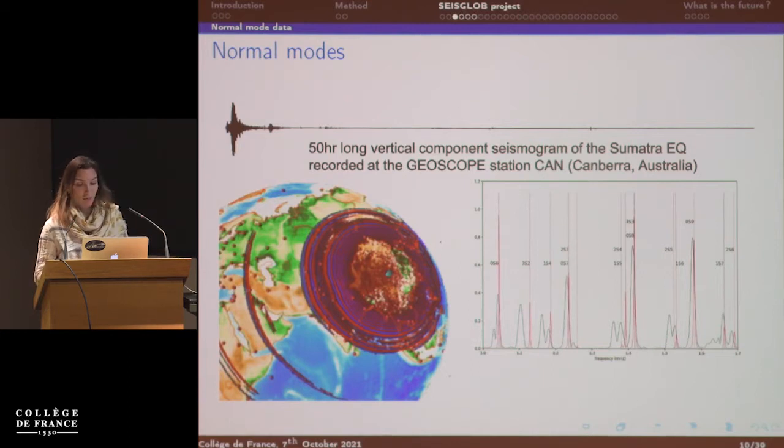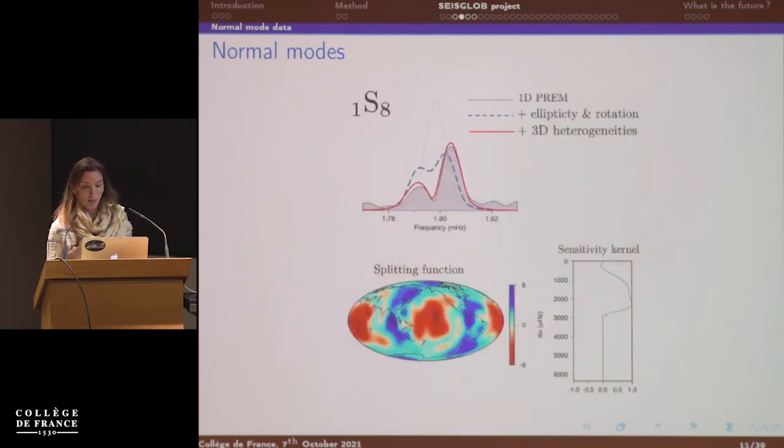And that's what we call the splitting and the coupling of normal modes. These are due to rotation, ellipticity of the Earth, and also the presence of 3D heterogeneities in the mantle, in the Earth actually. So just to repeat again, you have this observed spectrum, the black one. If you had a spherically symmetric Earth, you would have a unique peak, but then if you include the ellipticity and rotation, you have the dashed blue line. And then if you add the effect of 3D heterogeneities, you can fit the observed spectrum.